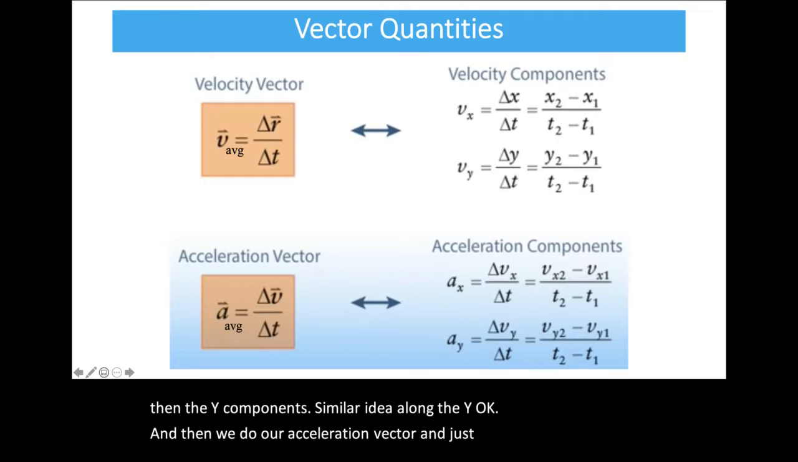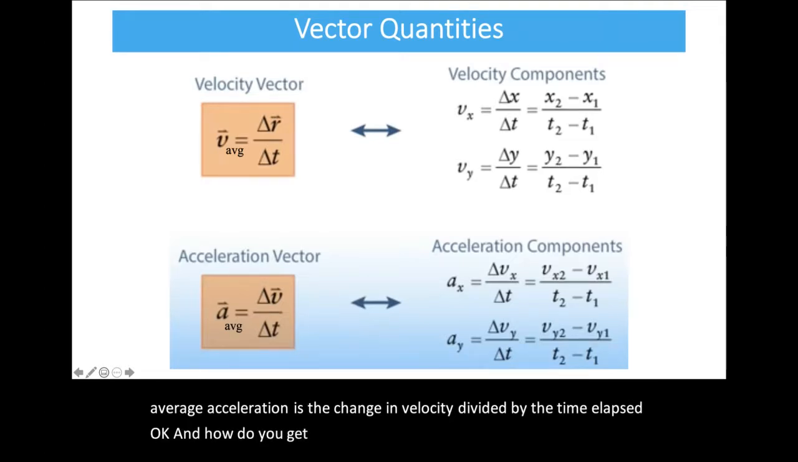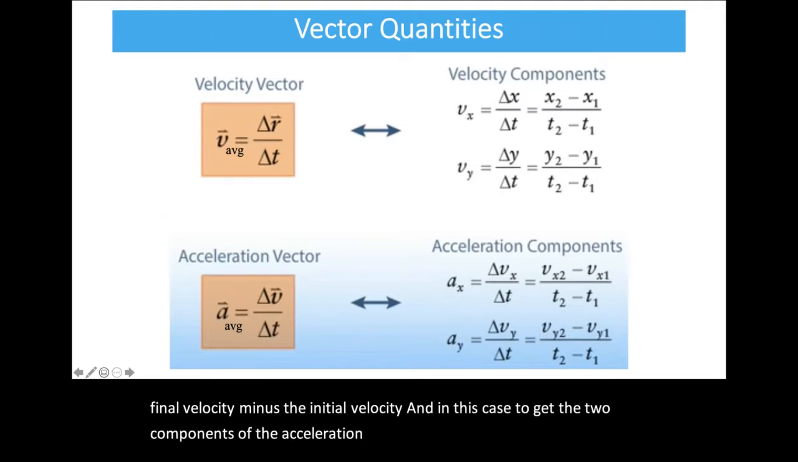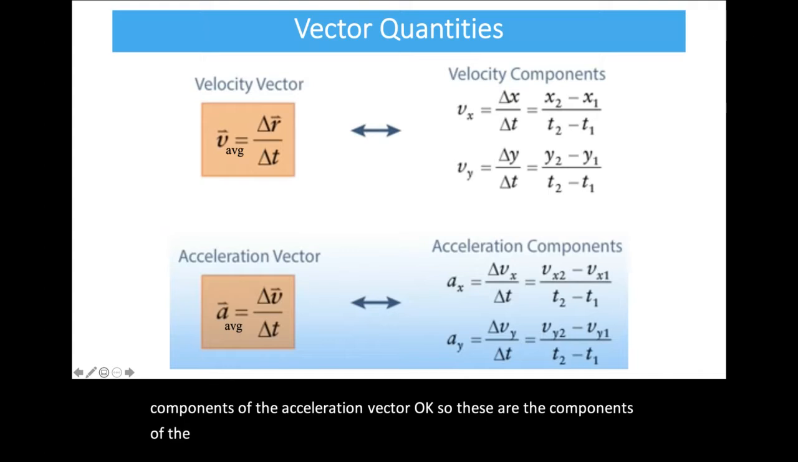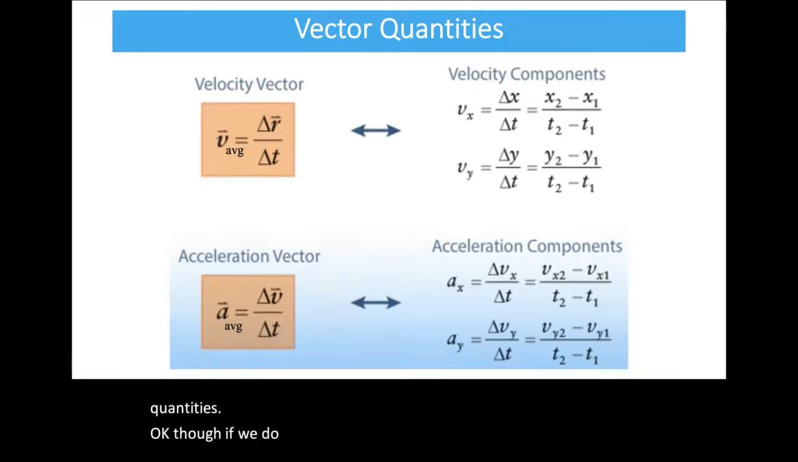And just like we saw last time, the average acceleration is the change in velocity divided by the time elapsed. Okay, and you get the change in velocity, just like we saw before, it's the final velocity minus the initial velocity. And in this case, to get the two components of the acceleration vector, okay, so these are the components of the average acceleration vector. I didn't stick little averages in here, but I should have, because these are average quantities. Okay, though if we do constant acceleration, the average is equal to the instantaneous.